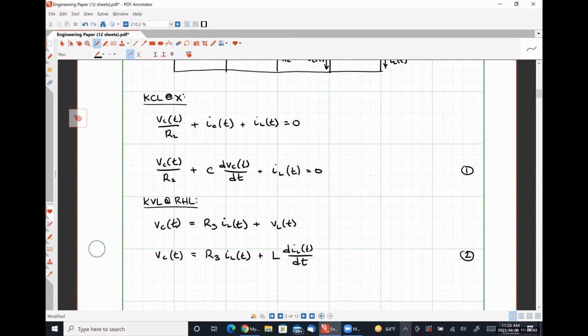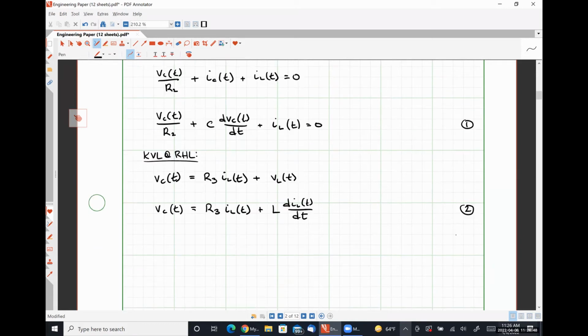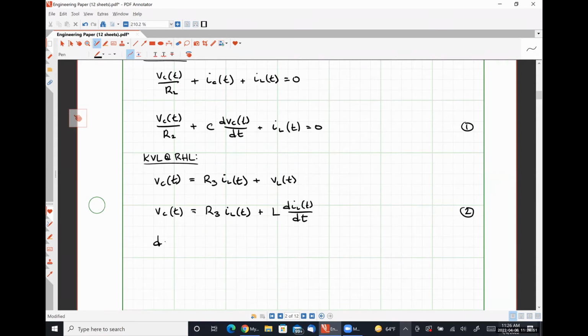Take the derivative of this guy, exactly right. So if we take the derivative of equation two with respect to time, we would get the derivative of the capacitor voltage with respect to time is R3 times the derivative of the inductor current with respect to time plus L times the second derivative of the inductor current with respect to time. Let's call this equation three.